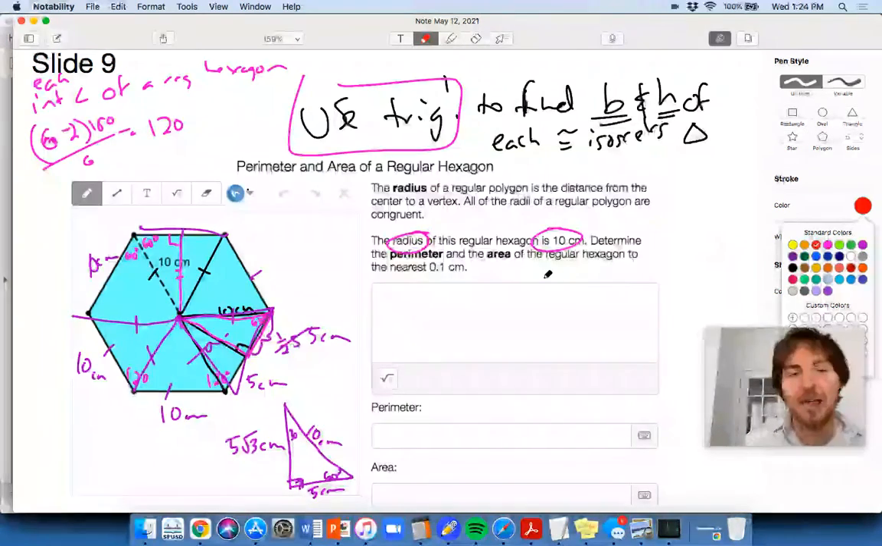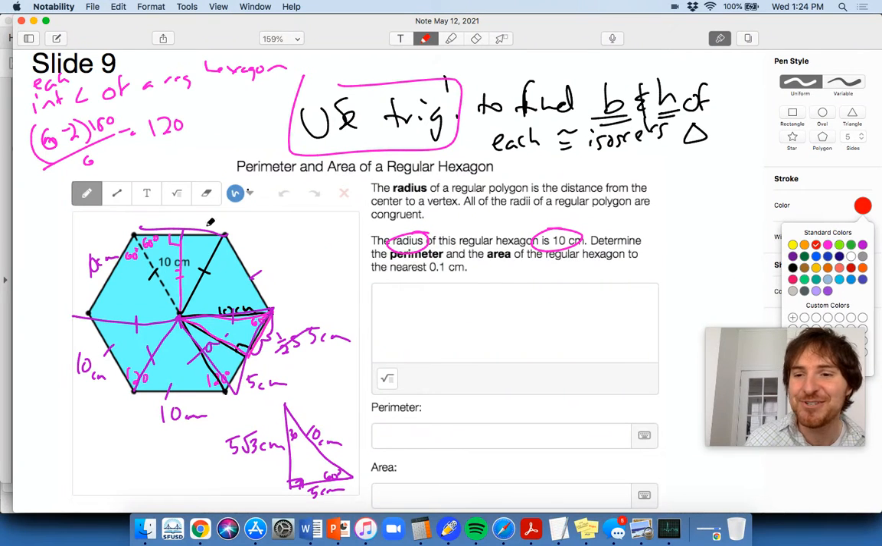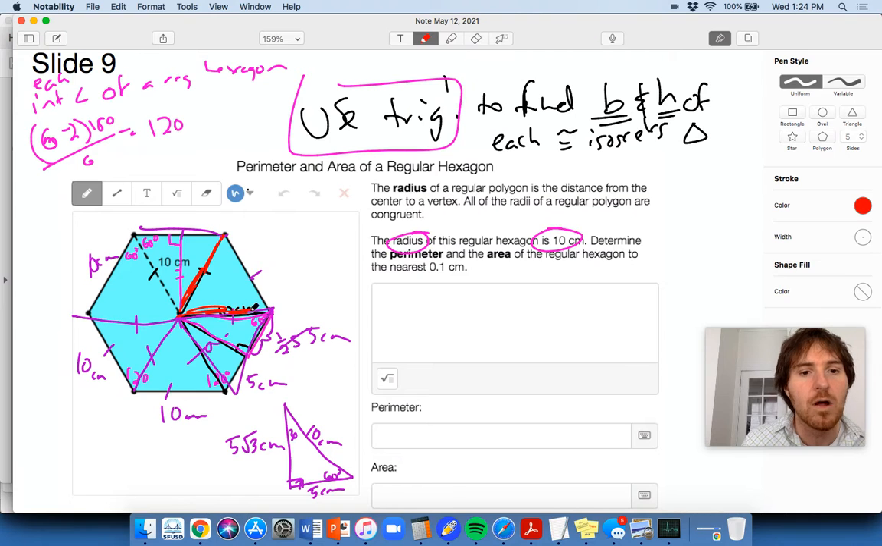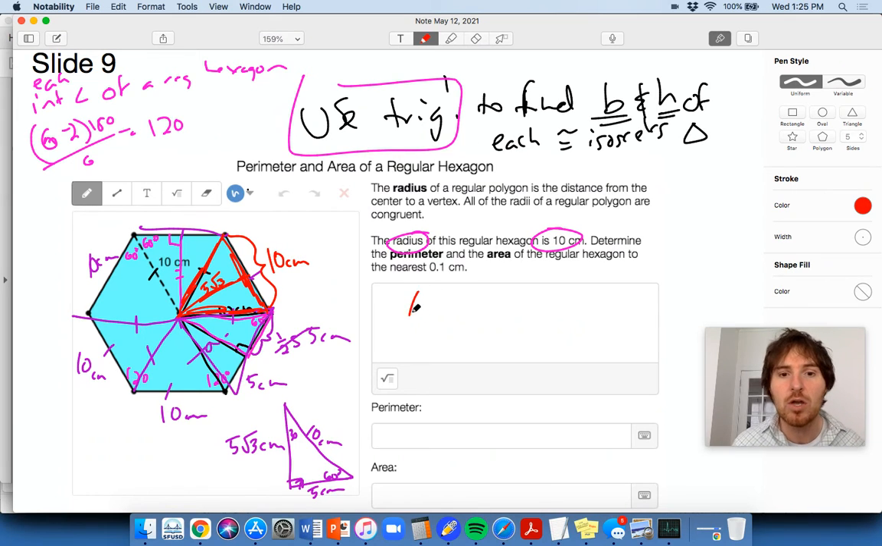Bringing it all back together. I want you to look very closely at this here. Maybe I'll do it with this triangle here. What do we know about each of these triangles? We know the height is 5√3 centimeters. We know that the base is 10 centimeters. So what can we do? Area of one triangle equals 1/2 its base times height.